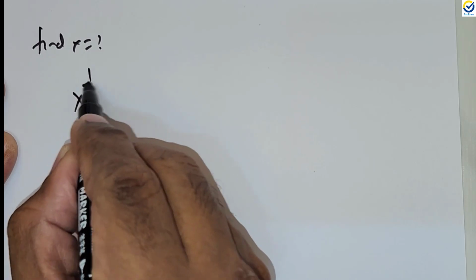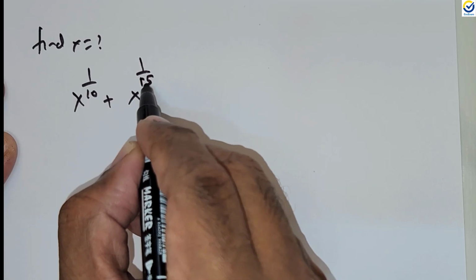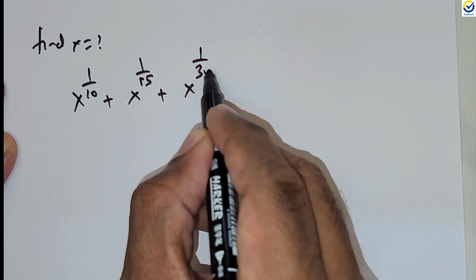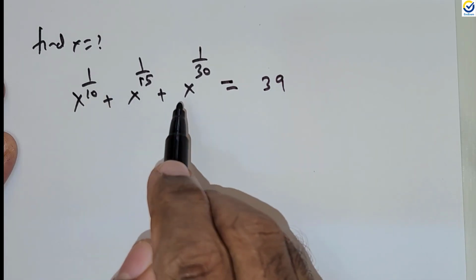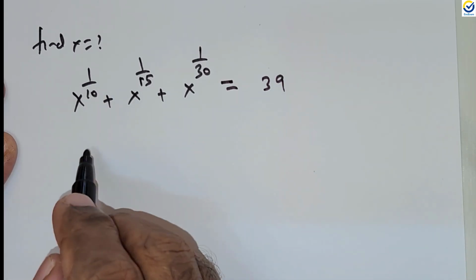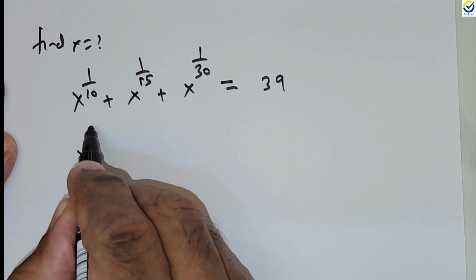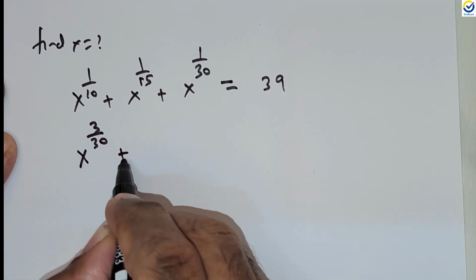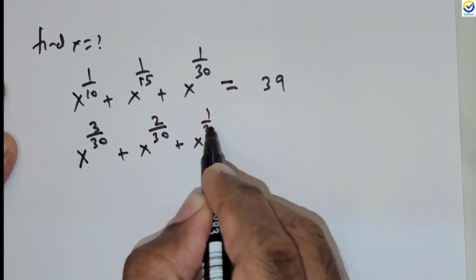We have this question: x raised to the power of 1/10 plus x raised to the power of 1/15 plus x raised to the power of 1/30 is equal to 39. Now what I wish to do is rewrite the left side as x raised to the power of 3/30 plus x raised to the power of 2/30 plus x raised to the power of 1/30.